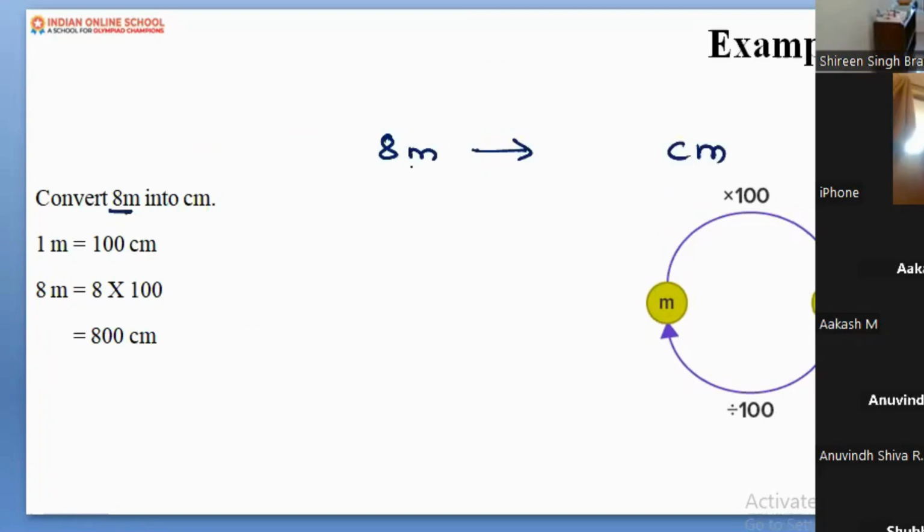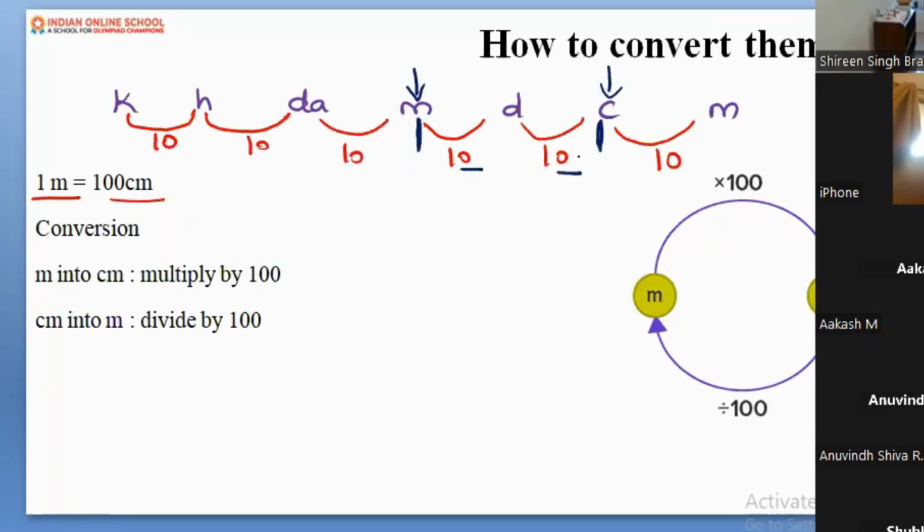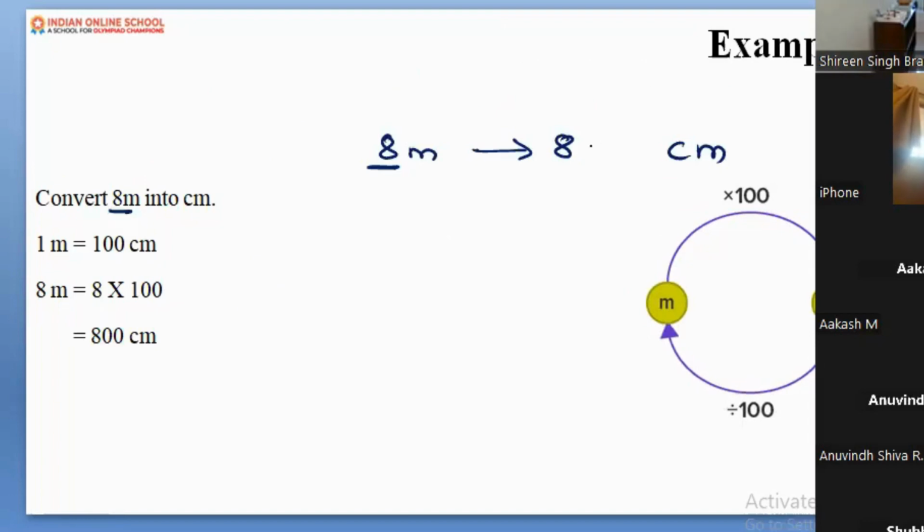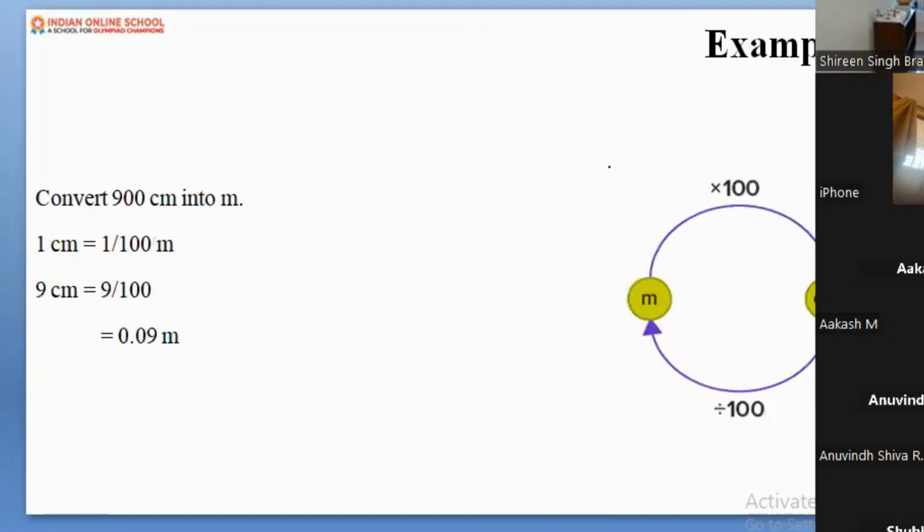800. Okay, so what will I do? I will write this 8 as it is. And how many zeros do I need to put? Two. So I will put 2 zeros. So it becomes 800 centimeter. Got it? Yes, ma'am. Interesting? Yes. Now let's try to solve this one as well with this table.